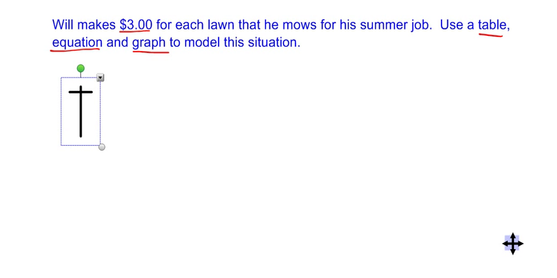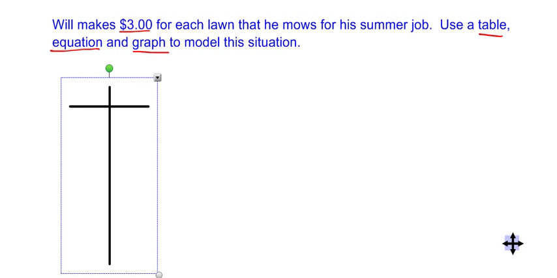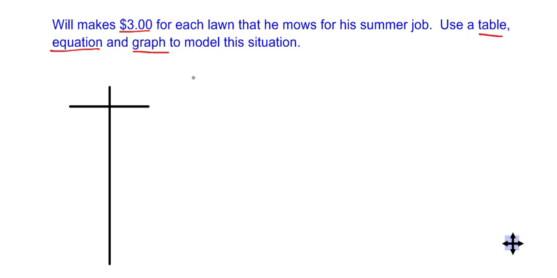So our table we need to represent with two variables, and I'm going to go ahead and use x and y. So we're going to go ahead and say that x is the number of lawns, and y is the amount of money that Will makes based off the number of lawns. So in my t-chart, in my table, I'm going to have x and y. And now we can just start thinking about this.